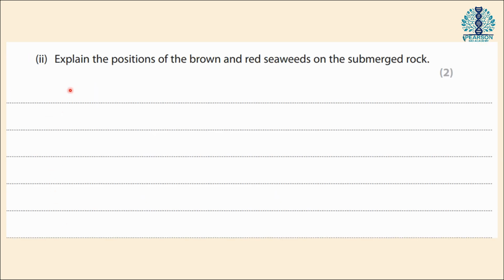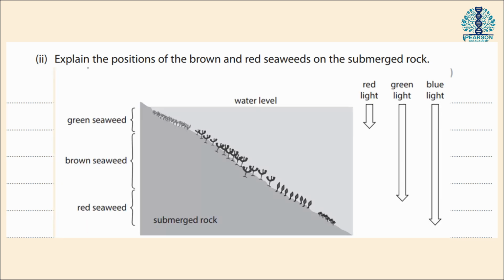The next part of the question is about the position of the brown and red seaweeds on the submerged rock. If you look at the diagram, brown seaweed is positioned at a mid-depth where red light can't reach, but green and blue light still penetrate. So it absorbs green and blue light without competing for red light. And red seaweed is positioned deeper where only blue light can reach, and it absorbs blue light and doesn't compete for green or red light.